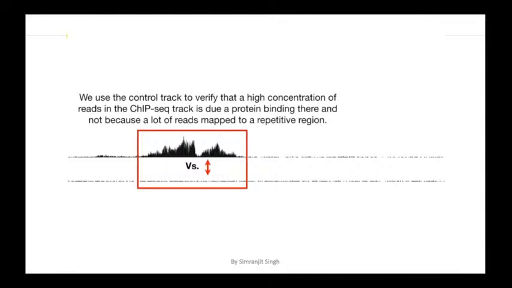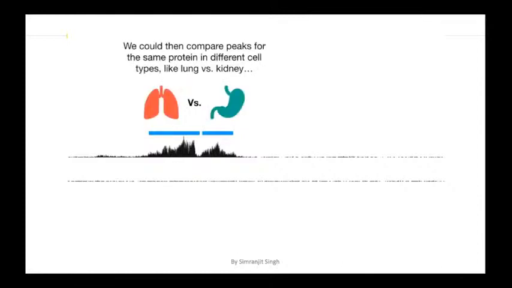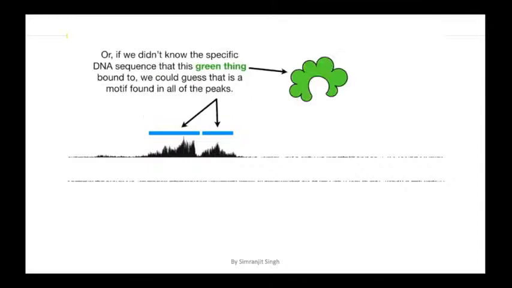We use the control track to verify that a high concentration of reads in the ChIP-seq track is due to a protein binding there, and not because a lot of reads map to a repetitive region. Statistically significant peaks are usually represented on genome tracks by rectangular bars. We could then compare peaks for the same protein in different cell types, like lung versus kidney.